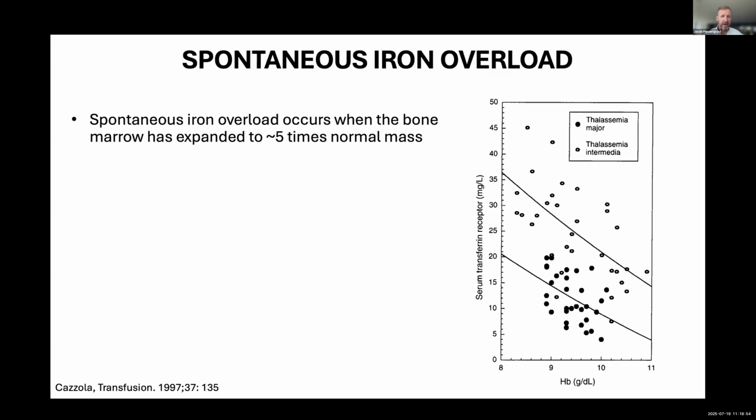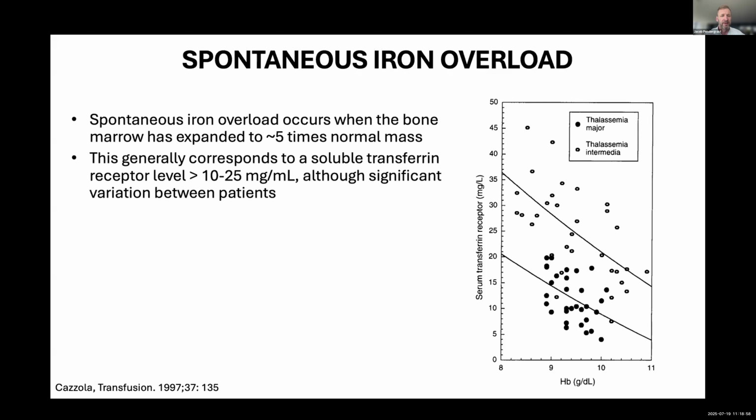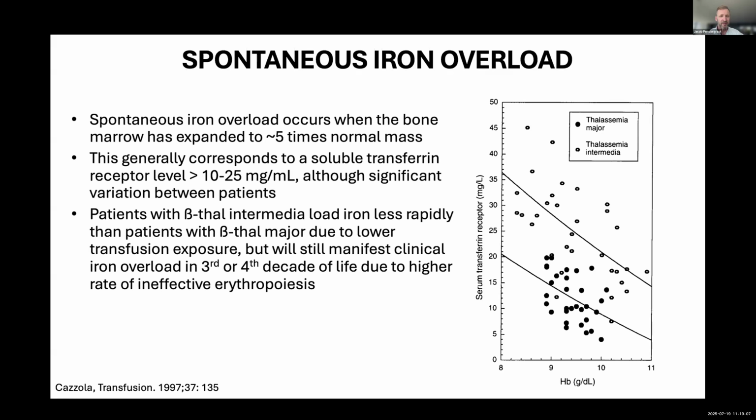But it was basically from these kind of studies that we identified what the hemoglobin needed to be kept at in order to keep the bone marrow from growing too large. So we know that spontaneous iron overload happens when your bone marrow is more than 5 times normal. That generally corresponds to a soluble transferrin receptor level of 10 to 25, which is therefore what we try to keep that level below.